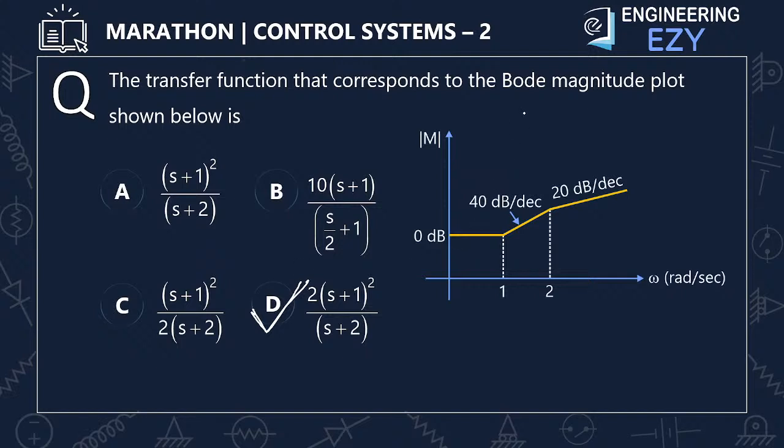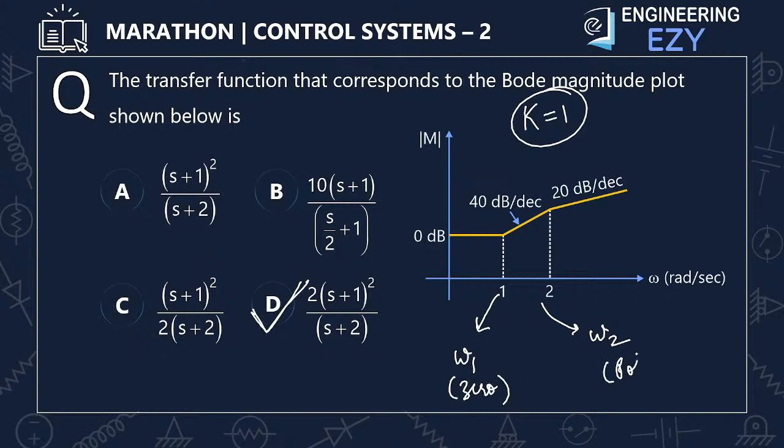So in this question, k is equal to 1. There are two corner frequencies. First corner frequency is omega 1. Second corner frequency is omega 2. Here there are zeros, and at omega 2 there is a pole. Why pole? Because slope is minus 20. And there are two zeros. Why two zeros? Because change in slope is plus 40 dB per decade. Change in slope tells us how many poles and zeros lie at that particular corner frequency.